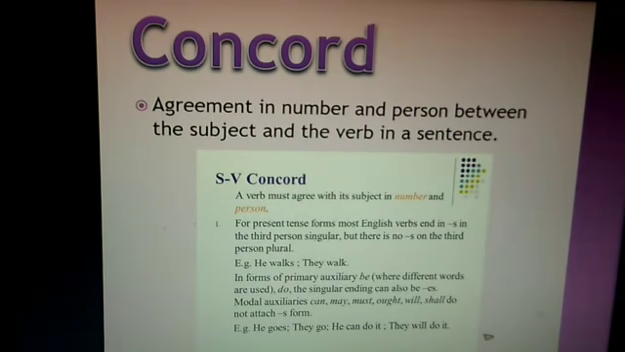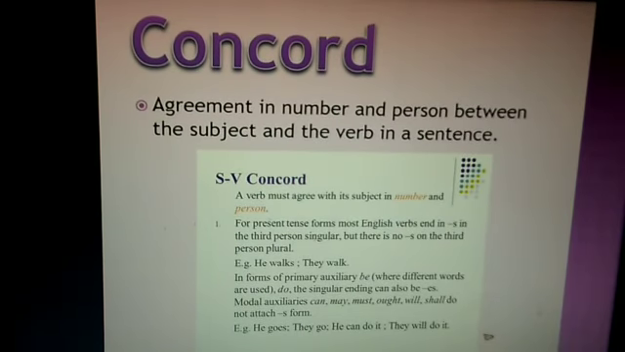Dear students, next we shall move on to concord. What do you mean by concord? It is nothing but subject-verb agreement: agreement in number and person between the subject and the verb in a sentence. A verb must agree with its subject in number and person.